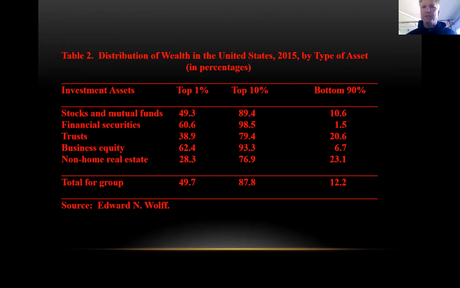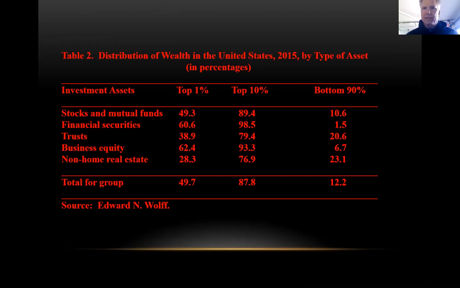The top 10% of the US population owns and controls just about 90% of stocks and mutual funds. And if we take the bottom 90%, they own approximately 10 or 11% of stocks and mutual funds. So you can go through the different categories here and look at the distribution and see how it's skewed towards the top 1 and the top 10%.